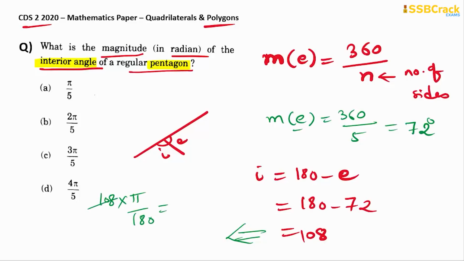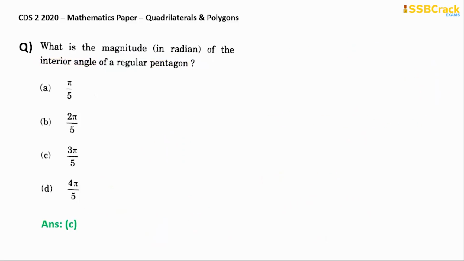So that you can easily see the ratio is 3:5 for these numbers, 108 and 180. So the answer will be 3 pi upon 5. So the key has to be option C.